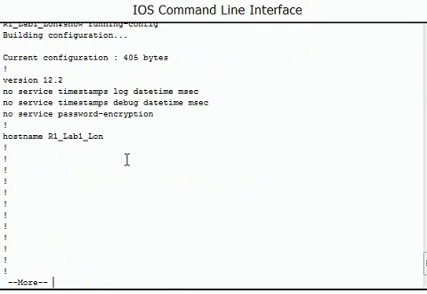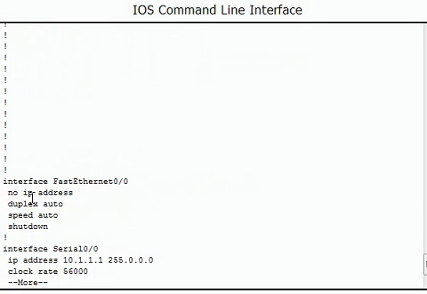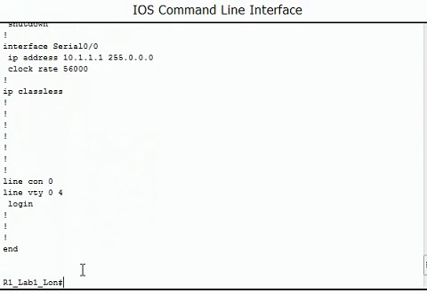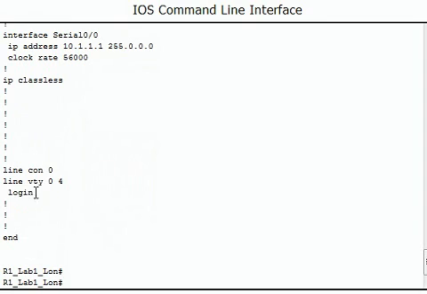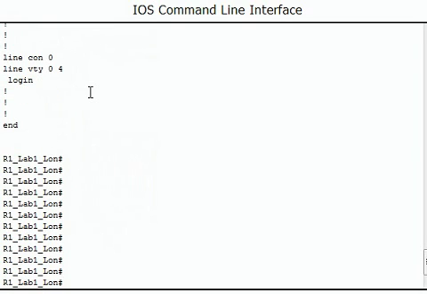Okay, here we go. So at the moment on this router, the hostname has been configured as R1 Lab 1 in London, and then if you go ahead, nothing has been configured on FastEthernet 0/0. Serial interface 0/0 has been configured, and its IP address is 10.1.1.1 with that subnet mask, and its clock rate is 56,000. Apart from that, nothing else has been configured. There is no telnet password, nothing at all, no privilege mode password, and no secret password. So a few things have been configured.